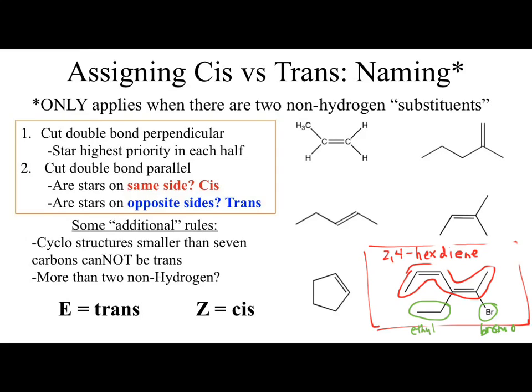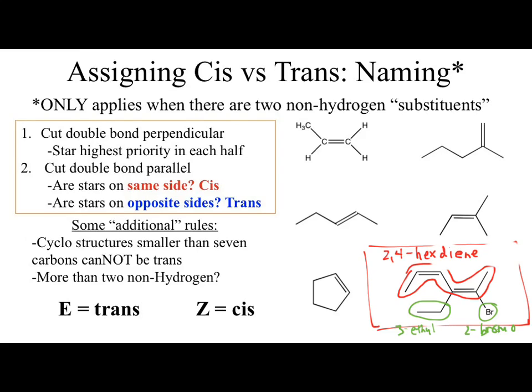We need to add numbers to these. What numbers do we give them? Give them 2 and 3, the 2 applying to the bromo. Why do I number right to left? It gives me the lowest numbers. Okay? And we could go through and now refer to this compound as 2-bromo-3-ethyl-2,4-hexadiene.